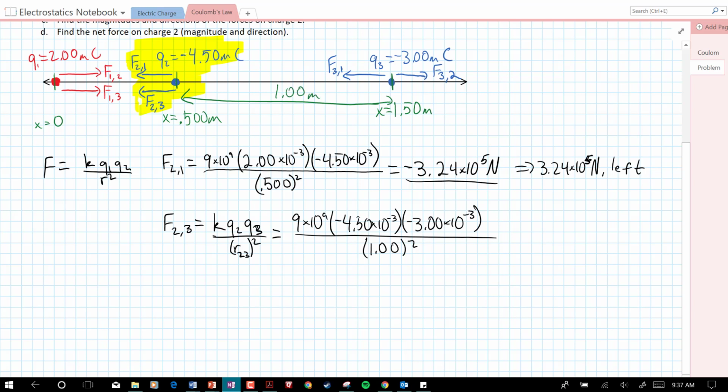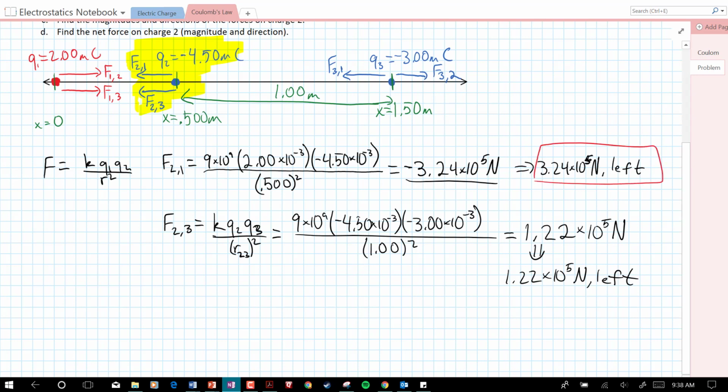So we plug that into our calculator, and we simply get 9 times 10 to the 9 times negative 4.5 times 10 to the minus 3 times negative 3 times 10 to the minus 3 divided by 1 squared. That's 1.22 to 3 sig figs times 10 to the 5 newtons. And another way of writing that, since we already know the direction, is 1.22 times 10 to the 5 newtons. We know it's pointing to the left, so it's left. That's going to be our answer to C.